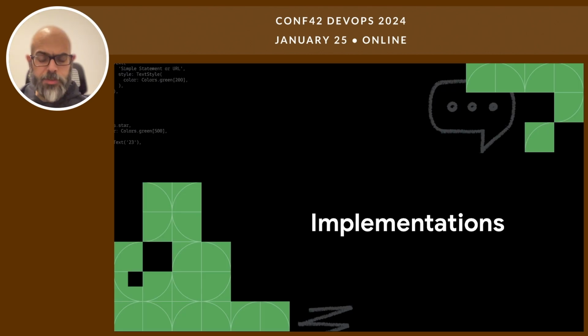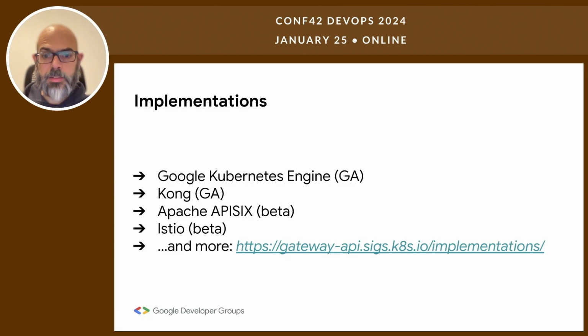Okay, let's get back to the general discussion about the Gateway API and talk about the implementations. The API is a set of rules, of design guides. The actual implementations are different ones, and not every one of them is globally available. For example, the one that I used, the Google Kubernetes Engine, is globally available. Kong is globally available, but we have some implementations that are not globally available and are in beta stage, for example Apache APISIX and Istio. At this link, we can see a list of implementations with their maturity level.